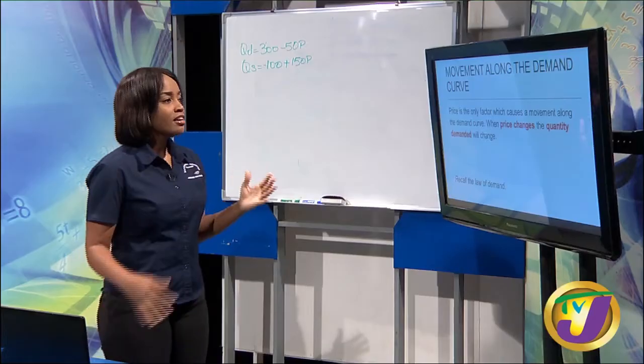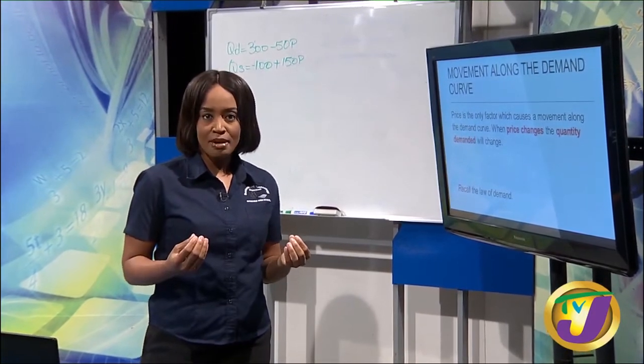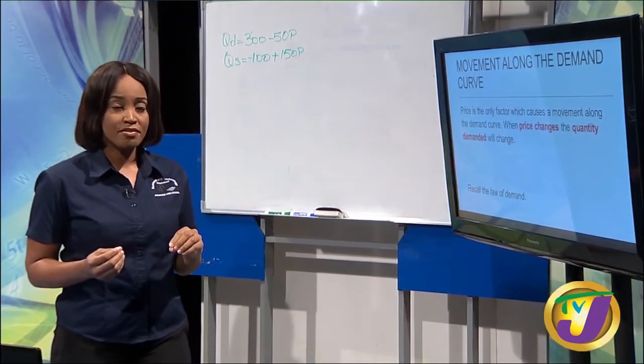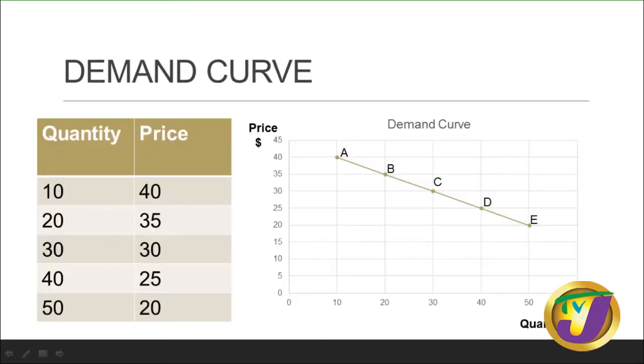So there are factors, as I mentioned before, that would contribute to or influence the demand. Now, these factors could cause a shift of the demand or a movement along the demand curve. It is very important that you note that price is the only factor which causes a movement along the demand curve. Why? Price simply shows that at different levels, the quantity demanded of the good is changing. If price decreases, the quantity demanded increases, and vice versa. So notice the different points along the demand curve. A, B, C, D, and E are showing movements along the demand curve.